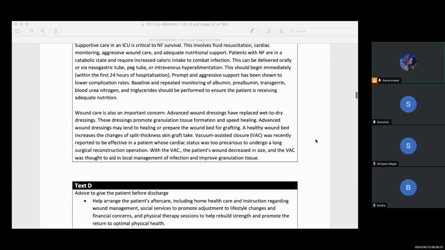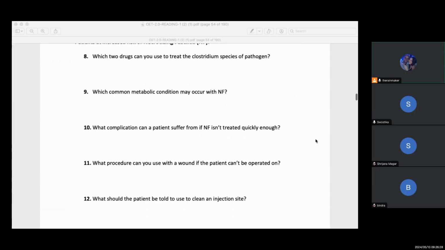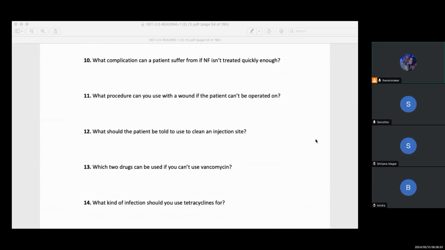Move forward. Okay. Next one. What procedure can you use with a wound if the patient can't be operated on? Meaning, if the patient cannot be operated on, which procedure to use? So where do you think it is? B is not possible because B is all talking about drugs. A is talking about definition and classification. So A and B are out of the equation. D is talking about the future. So there's only one text box left, that's C.